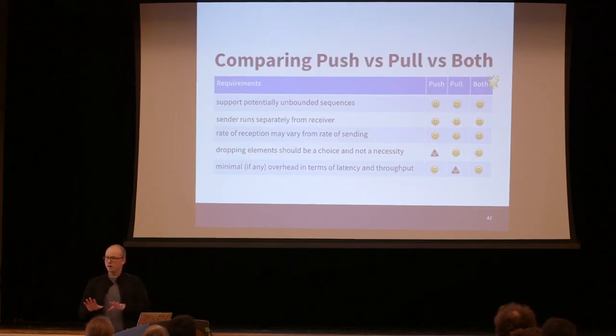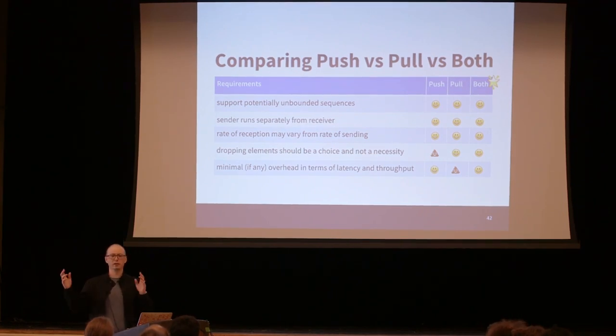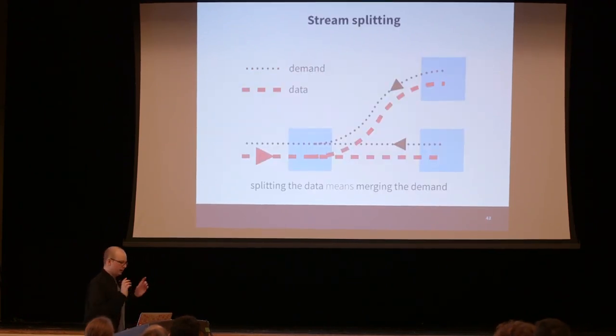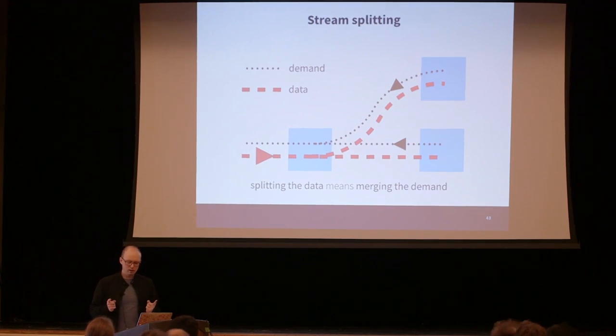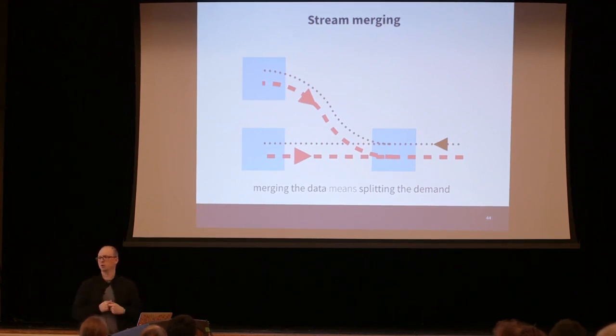So if we compare these things, if we only have push or only have pull, we have these problems, but we don't have the problem because we're sending back demand. So we don't have to drop stuff, because the sender knows what information is needed. And we can amortize the cost of pulling by saying that we want 100 or 1,000. An interesting observation is when you try to use this model with multiple ins or multiple outs: splitting data downstream means merging the demand from the downstream. And the inverse is true as well. If you're merging streams, you're essentially splitting demand from the downstream, saying I want one from you and one from you.